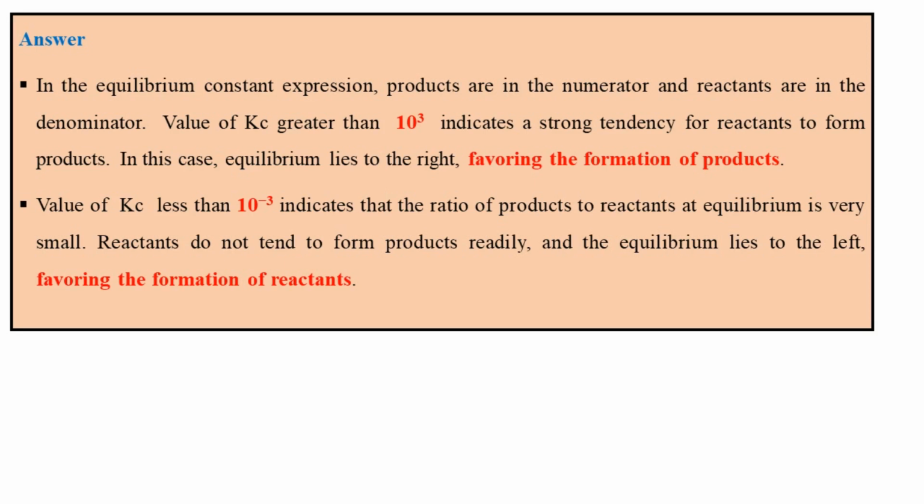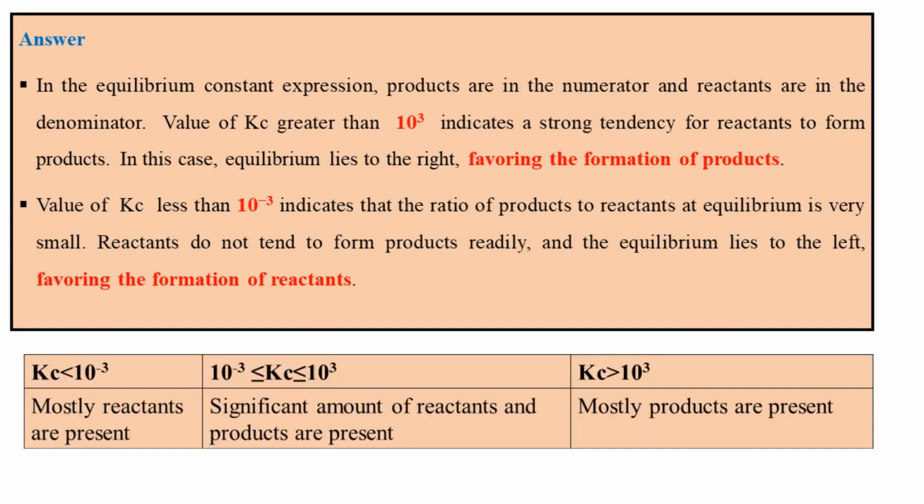So now, when you have a value of Kc less than 10^-3, the Kc is very low. That means you have less product. That indicates that the ratio of product to reactant at equilibrium is very small. That means reactants do not tend to form the product. So you have a very small amount of the product, and the equilibrium lies to the left. In this case, with a Kc value less than 10^-3, you are favoring the formation of reactant.